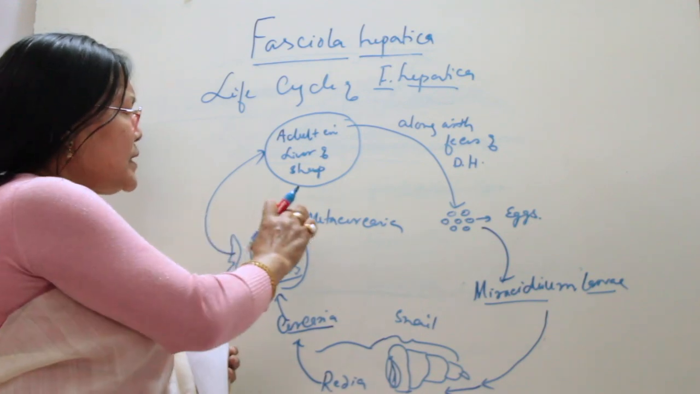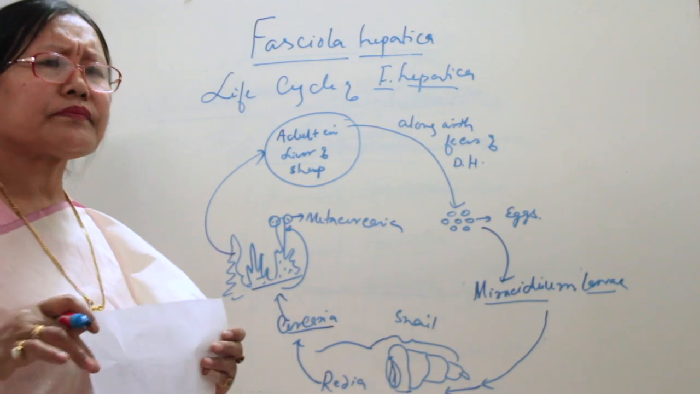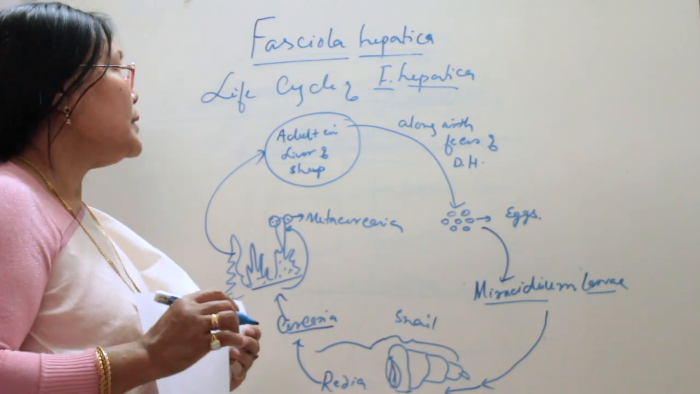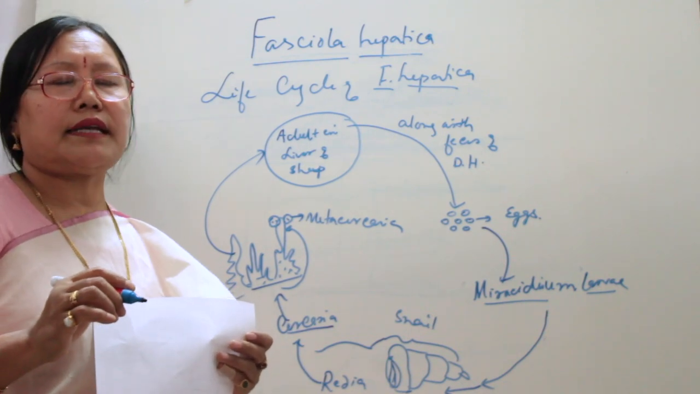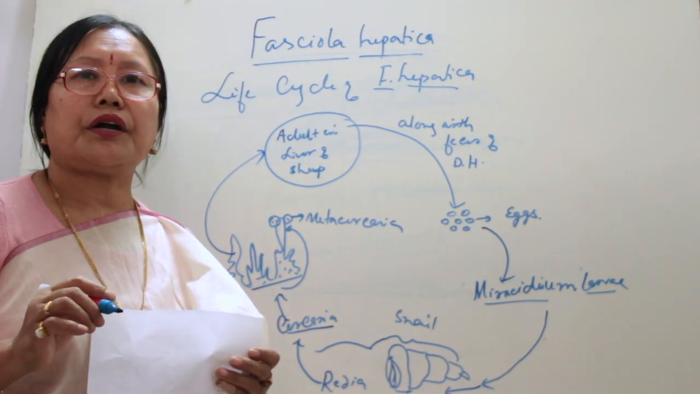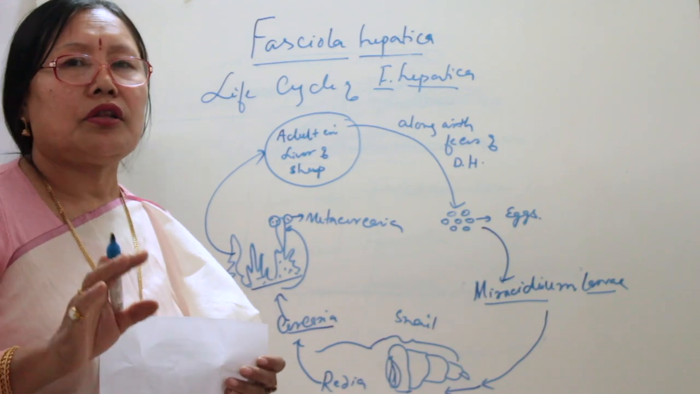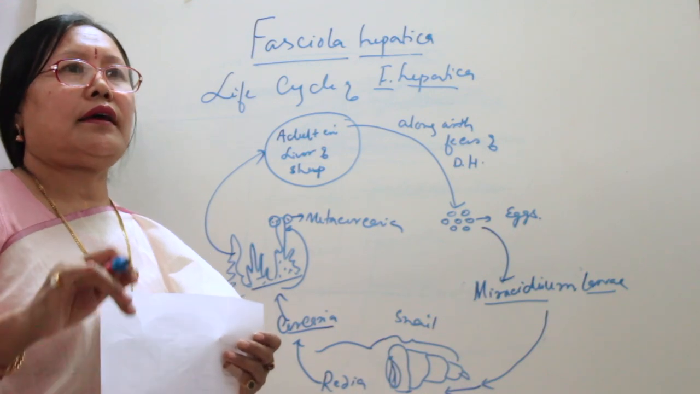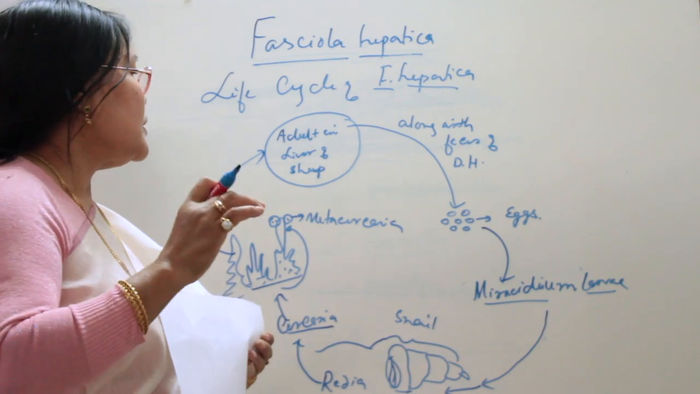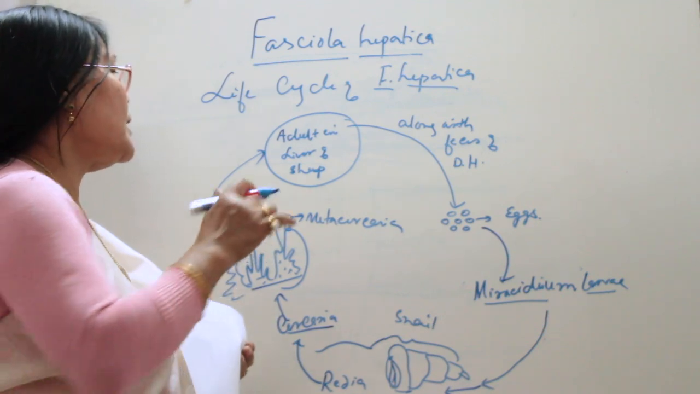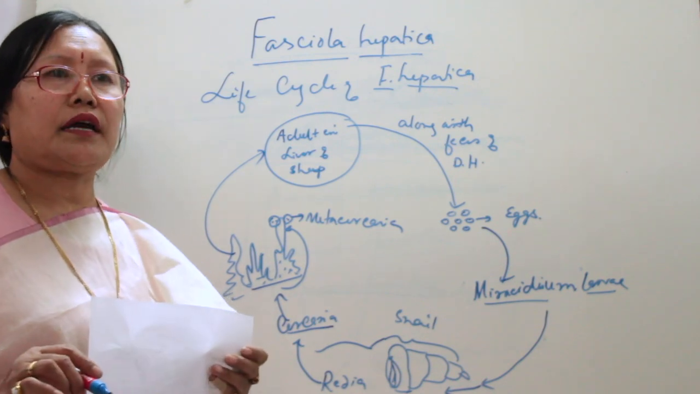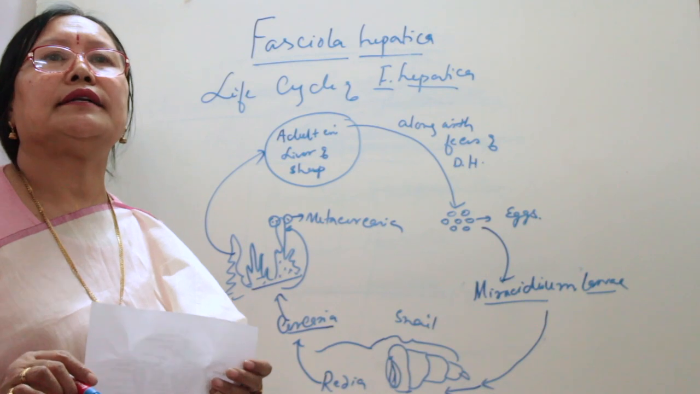Then this metacercaria develops into the young stages of Fasciola hepatica. Young stage, that is not the adult stage. The young Fasciola hepatica penetrate the wall of the small intestine and, through blood circulation, reach the liver, where in the liver this parasite develops into the adult stage.